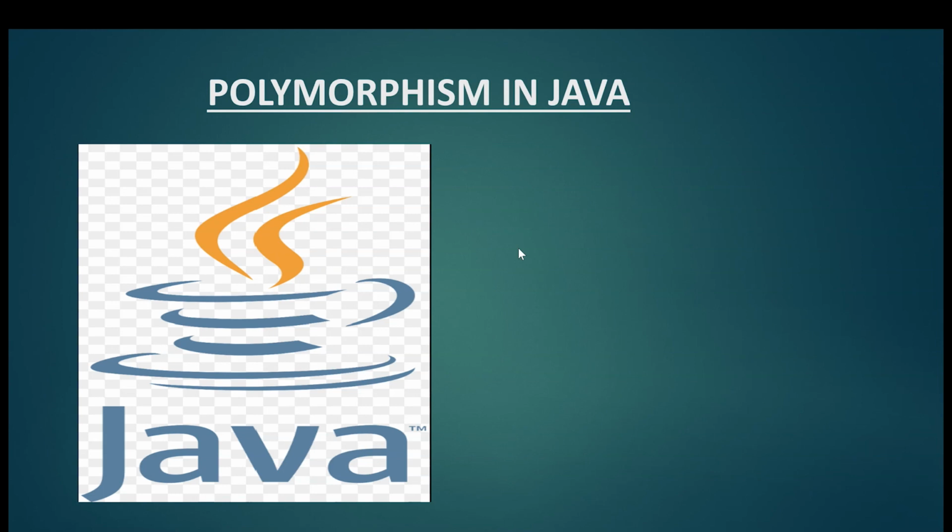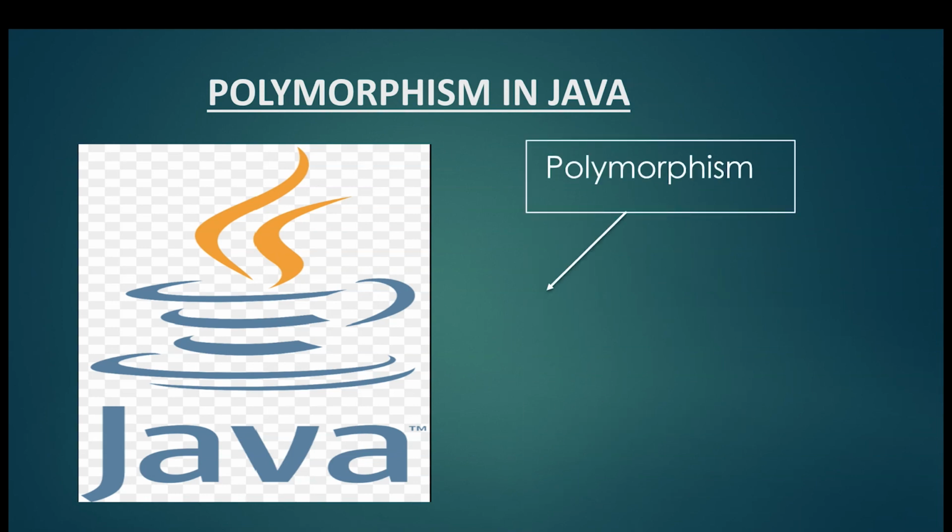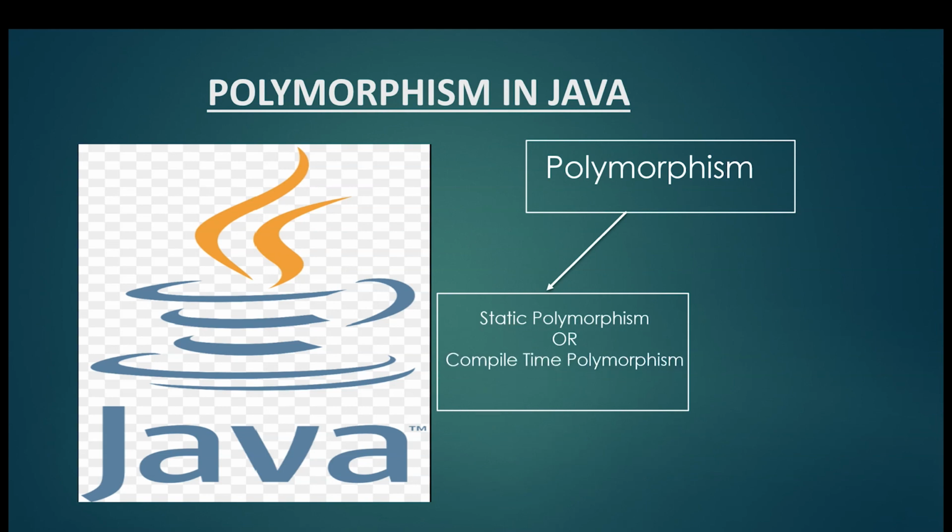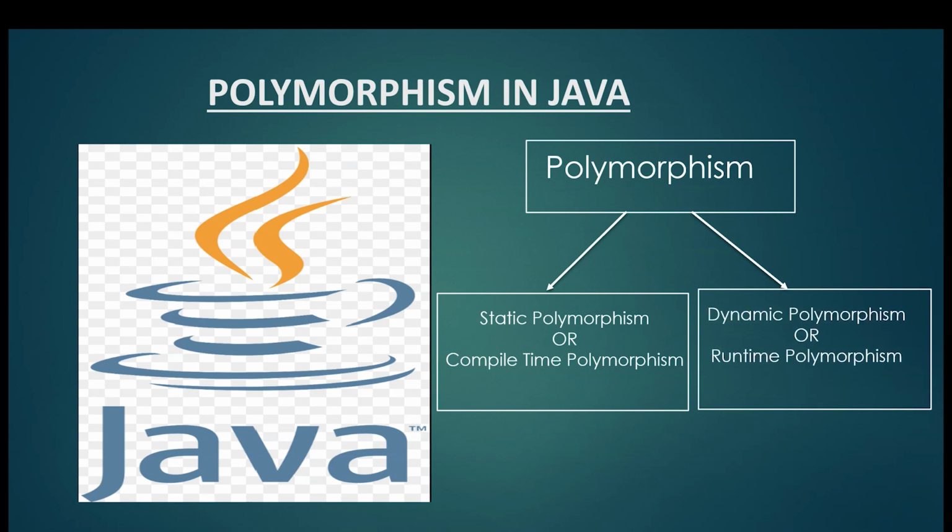Now, there are actually two types of polymorphism in Java. One is compile time and the other is runtime polymorphism. Okay, compile time polymorphism is also known as static polymorphism, and runtime polymorphism is also known as dynamic polymorphism in Java. So you can see on the screen, polymorphism has two different types: static polymorphism and dynamic polymorphism.